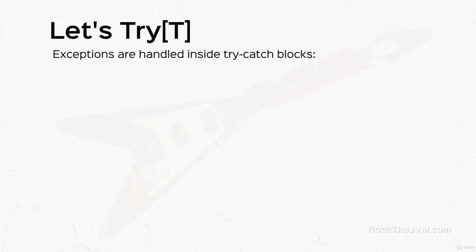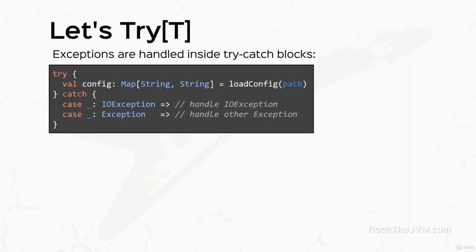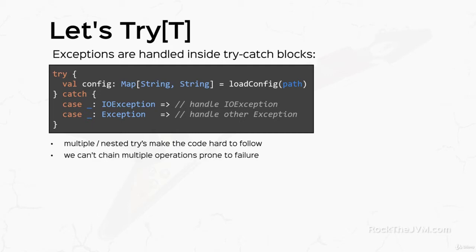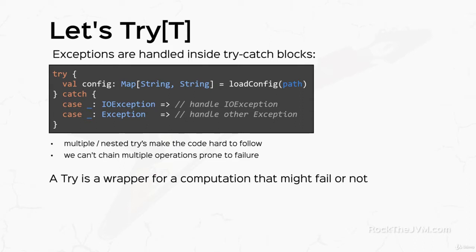By now you know how to throw and catch exceptions, and you know about the try-catch-finally expression. The problem with that is that multiple try-catch expressions make the code incredibly hard to follow, and you can't really chain multiple try-catch expressions or operations that are prone to failure. And if we don't use them at all, we might end up with exceptions being blown in your face. So we need an appropriate data type, and in Scala, that's called Try.